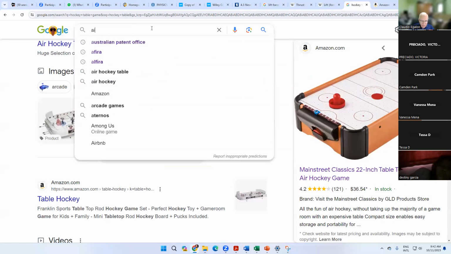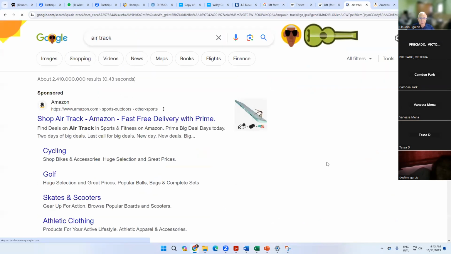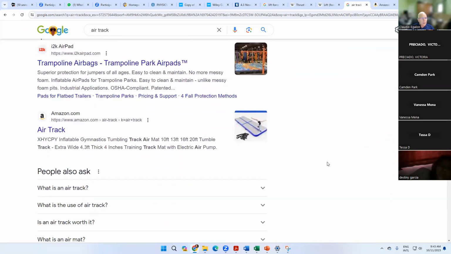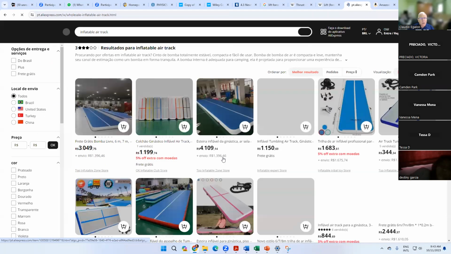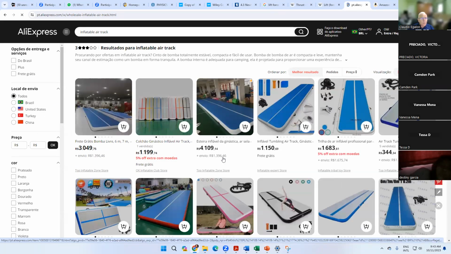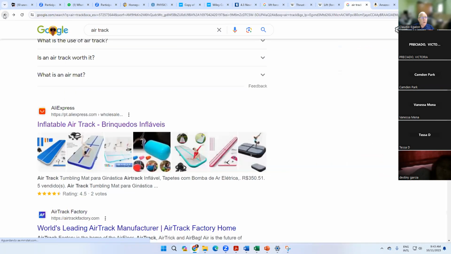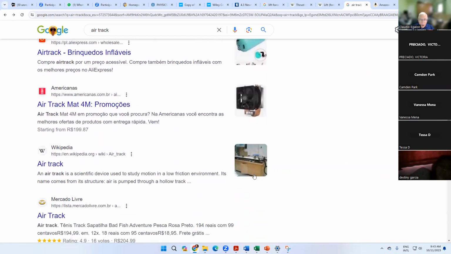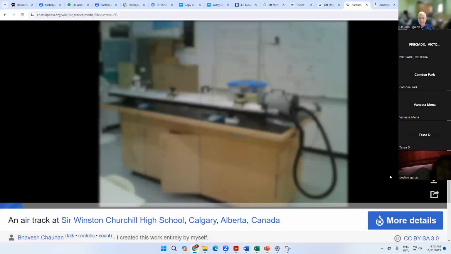Air track. Air track, there you go. Must be one like that. Is it this one here? Let's see. No, it's not this one. Strange. They call them inflatable tracks. That's not what I want. Okay, this one here, air track. Wikipedia saved the day.